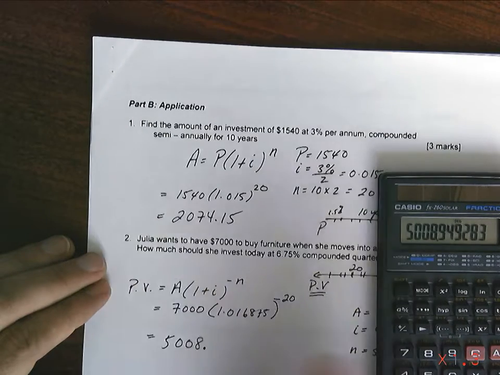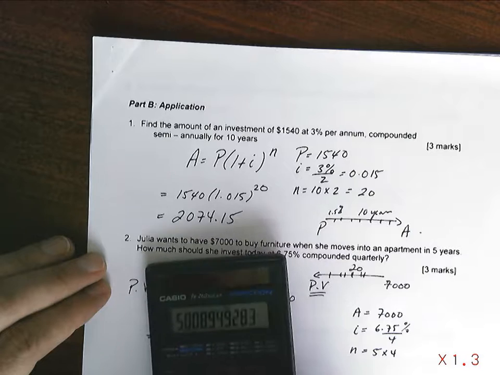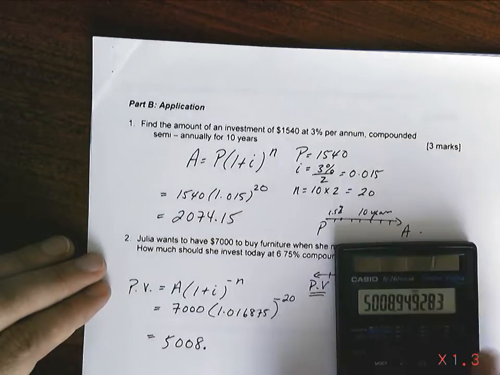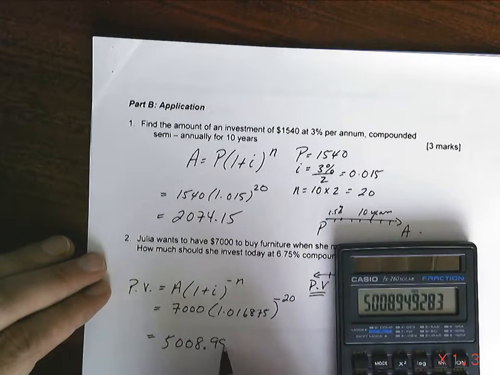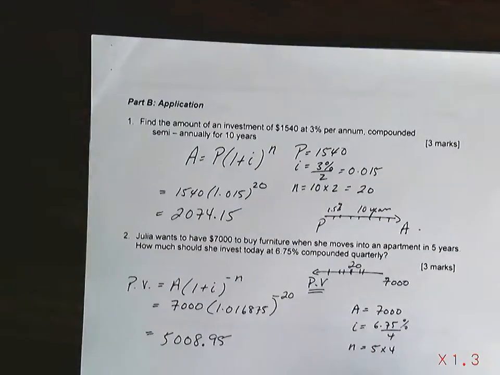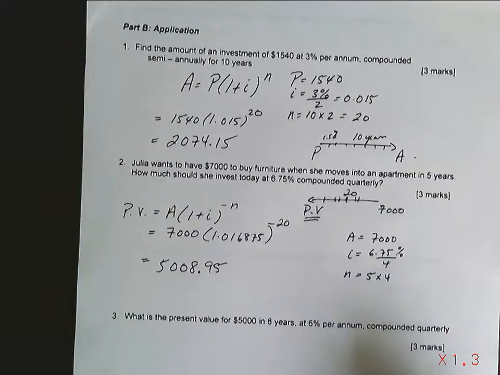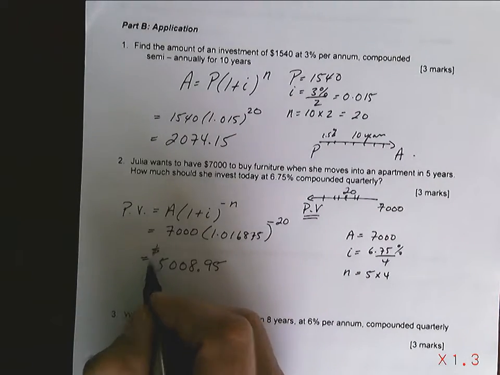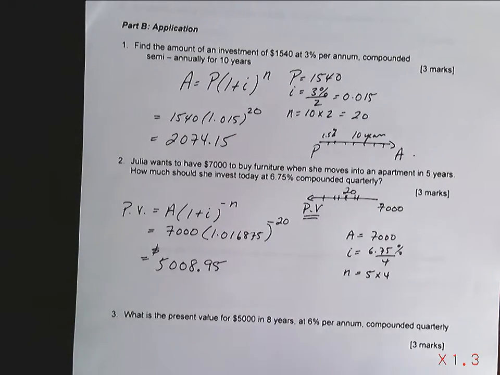5,008.9. Now hold on, I want to see this. How much must she have? So she needs to have 94 cents and a little bit. Well, if she doesn't have that little bit, then she's not going to quite have all the money that she wants. So in this case, we're going to invest that extra little bit of a penny so that she definitely has the $7,000 at the end of the 5 years. That's it. That's all she wrote.